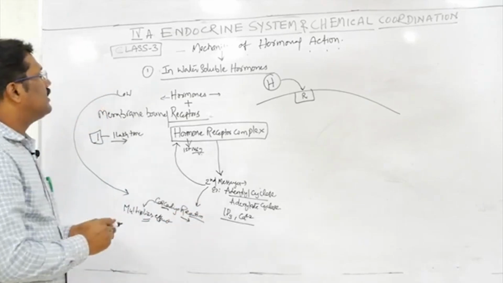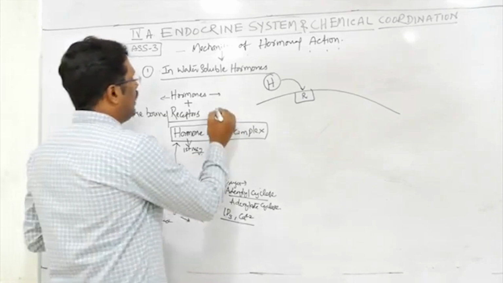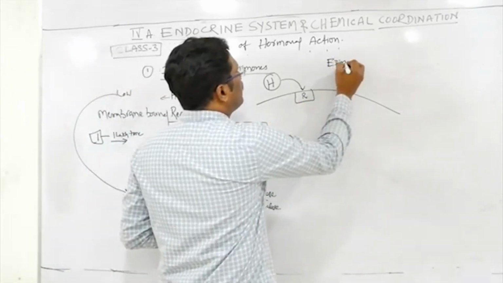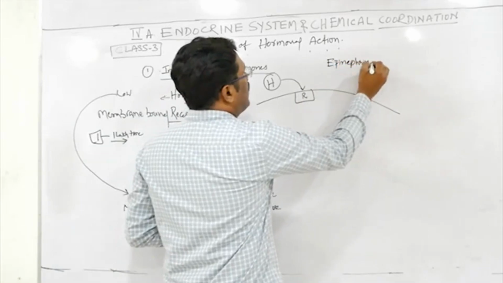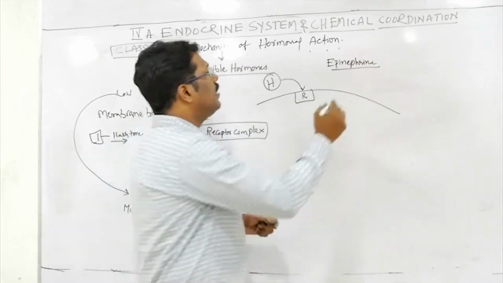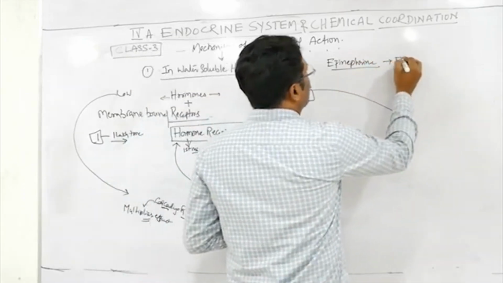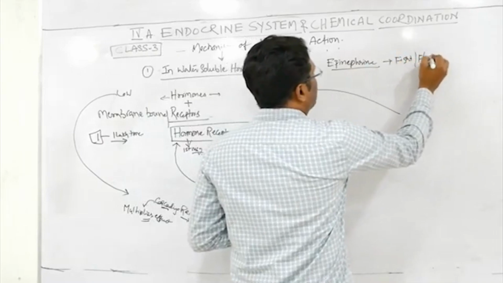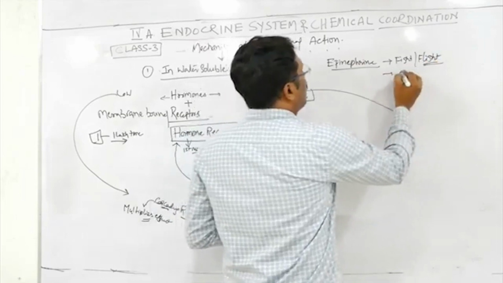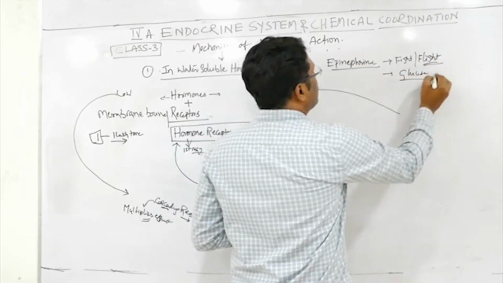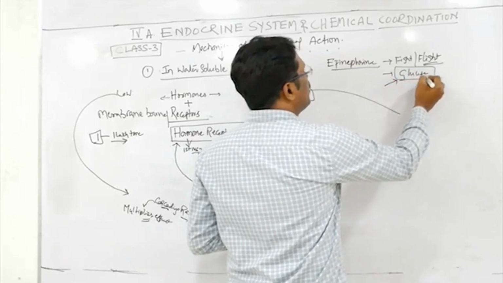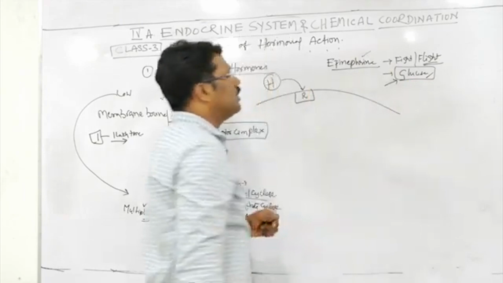And let us see an example of epinephrine. We know that it is a hormone released by the adrenal medulla, and it is related to fight or flight situations, which makes glucose available in the cell. In the liver cells, the glycogen is converted into glucose because of the action of this epinephrine.